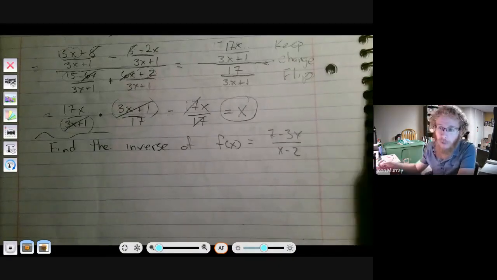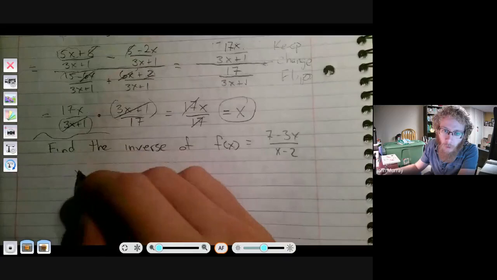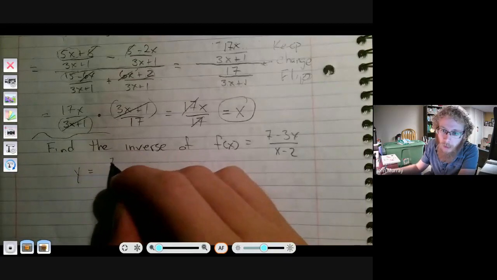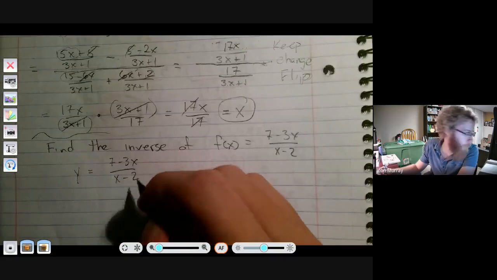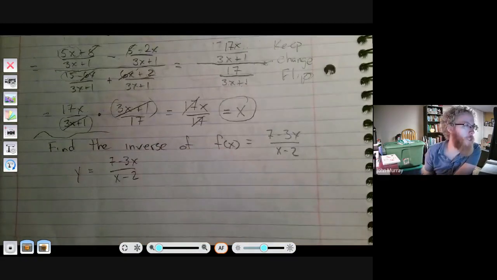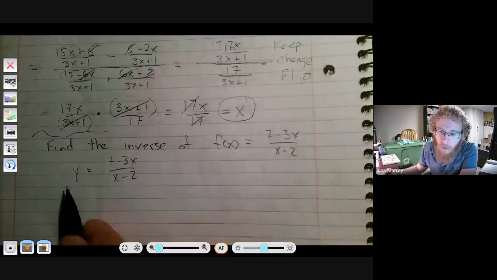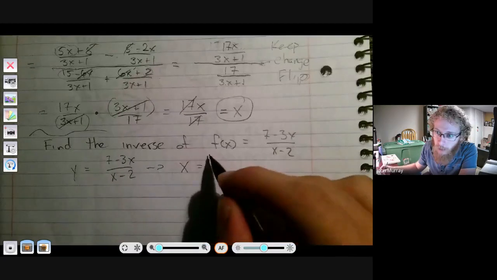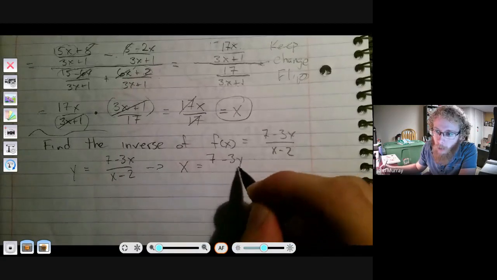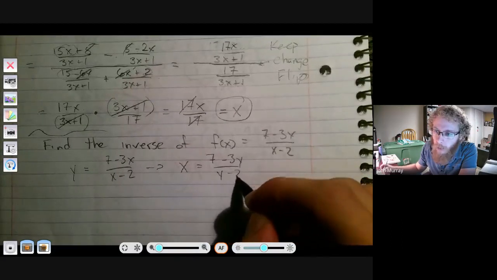So our steps, first we change the f of x to a y. They're both subtracting. Let me just double check. Yep, okay. Then we swap. So I have x equals 7 minus 3y over y minus 2.